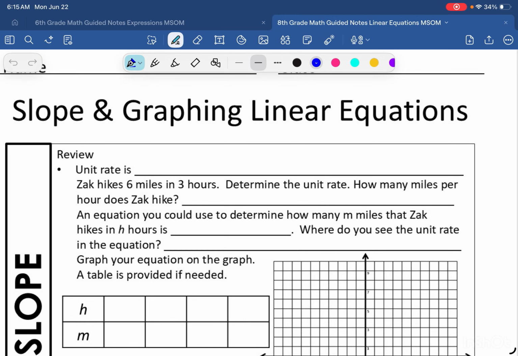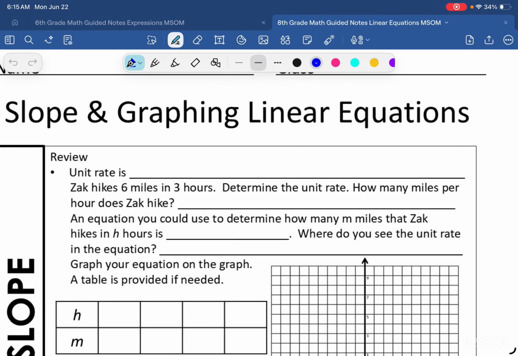Let's get started with some review. A definition of a unit rate. A unit rate is a special rate which compares a quantity to a single quantity.